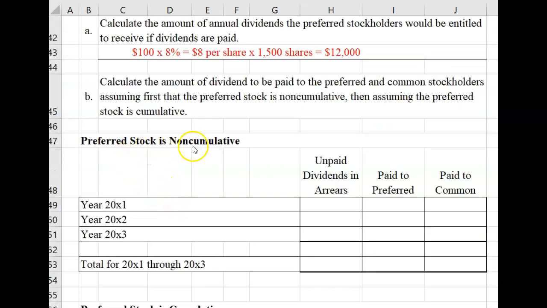The first thing to remember about non-cumulative stock is if a dividend is not paid or it's not sufficient to satisfy the $12,000 obligation, it's lost. It does not accumulate. It is non-cumulative. So there are never dividends in arrears, meaning unpaid dividends, on preferred stock that is non-cumulative. So the answer in this column for the non-cumulative preferred stock is 0 all the way down.